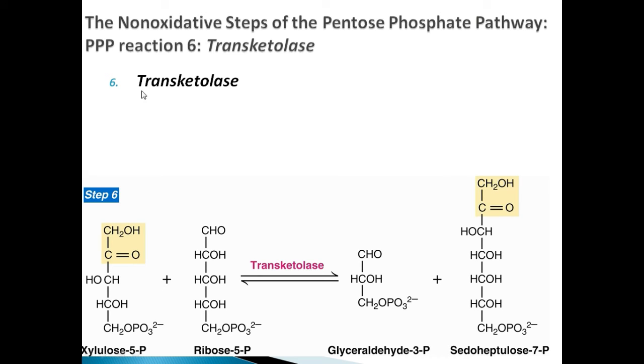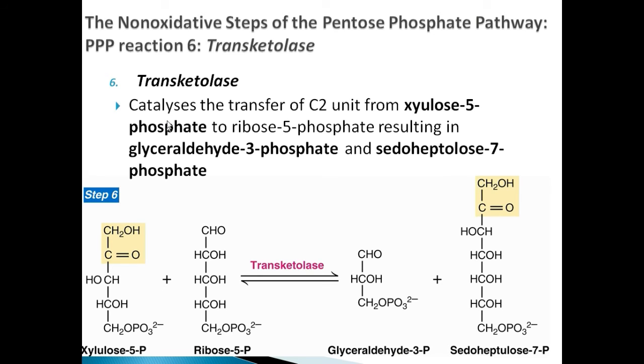The sixth reaction is a transketolase reaction, which catalyzes the transfer of a 2-carbon unit from xylulose 5-phosphate to ribose 5-phosphate, resulting in glyceraldehyde 3-phosphate and sedoheptulose 7-phosphate. So we have a 2-carbon unit carried off from the xylulose 5-phosphate. It is added onto a ribose 5-phosphate, which of course was an earlier product in the pathway, by the transketolase, and this produces a glyceraldehyde 3-phosphate and a sedoheptulose 7-phosphate.